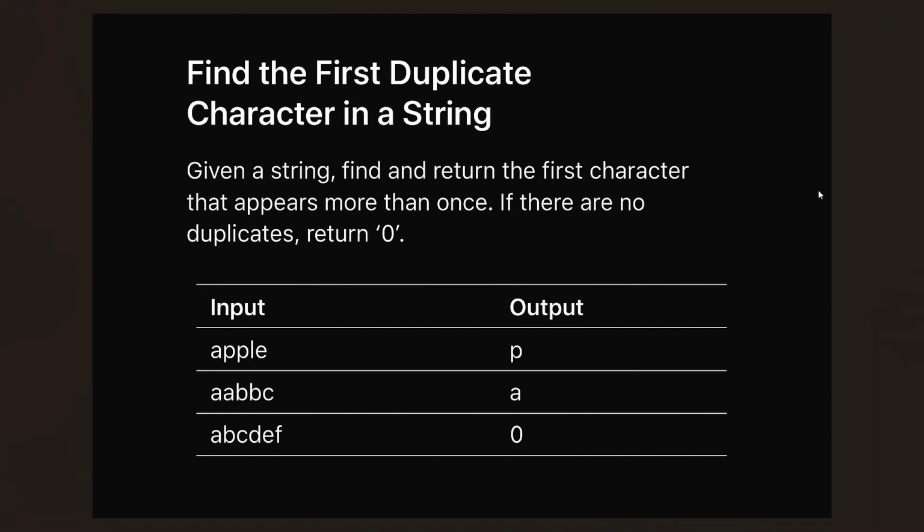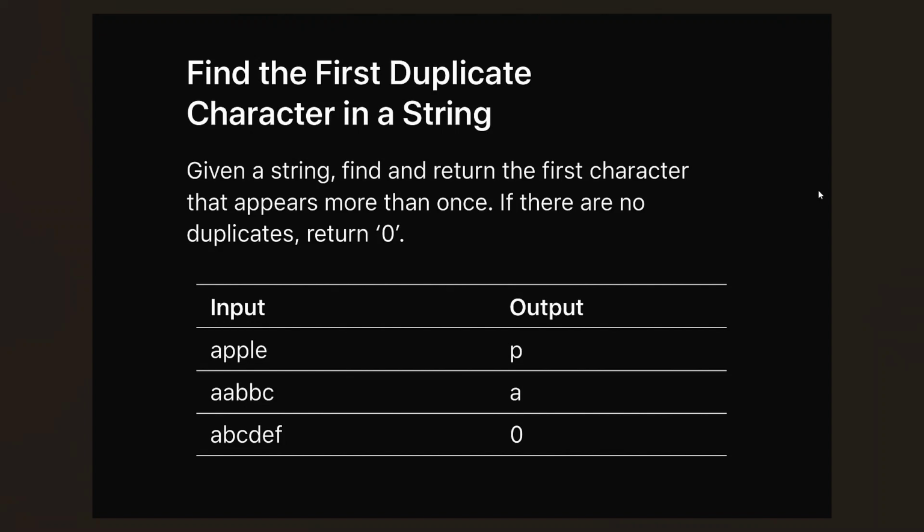Today we are going to code another coding challenge, and we are going to find the first duplicate character in a given word or given string. So we have a given string and we have to find and return the first character that appears more than once. Assume there's no duplicates, so you have to return 0. Let's go with these inputs and outputs first to get a better understanding of our question.